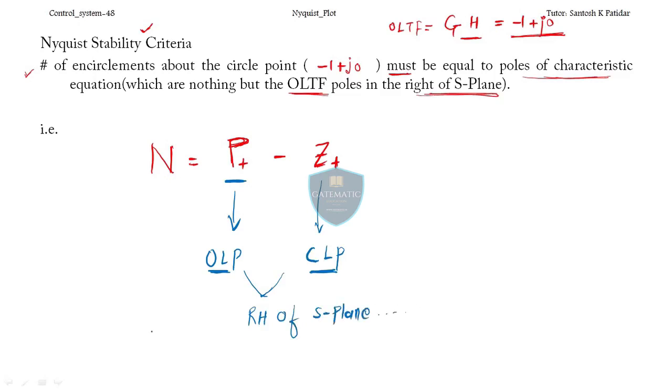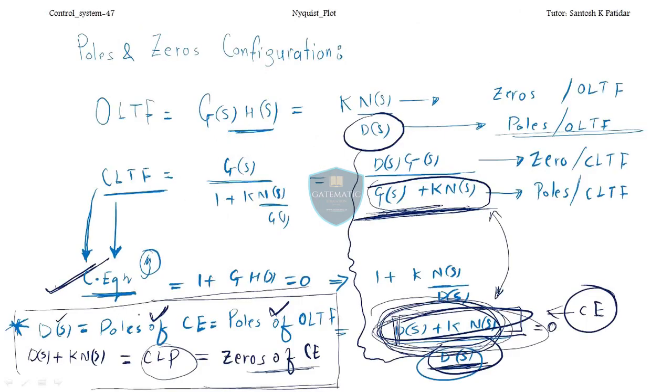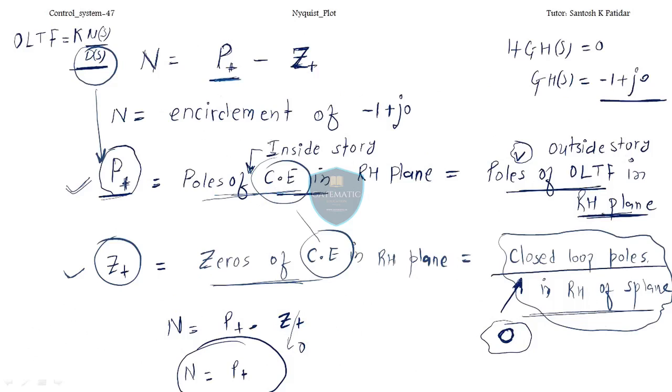Any problem? Inside of it, what is this Z? We already said the relation: poles of the characteristic equation are nothing but the poles of the open loop transfer function. So in our formula, this P plus is what we are looking for, the poles of the open loop transfer function in the RH plane, because you have the open loop transfer function in your hand. But inside, this is nothing but the poles of the characteristic equation in the RH plane. And Z plus is nothing but the closed loop poles in the RH of S plane, but inside of this, these are nothing but the zeros of the characteristic equation.